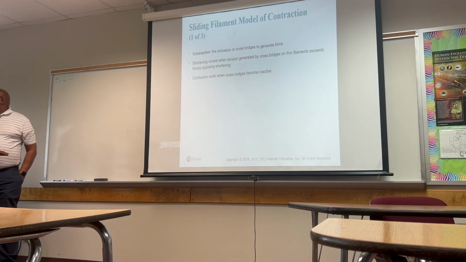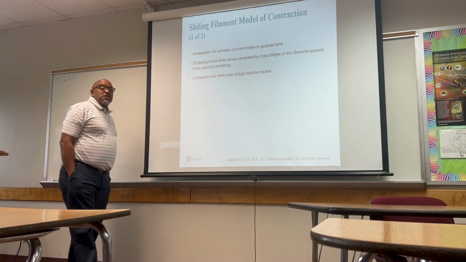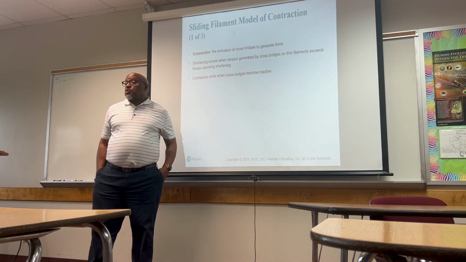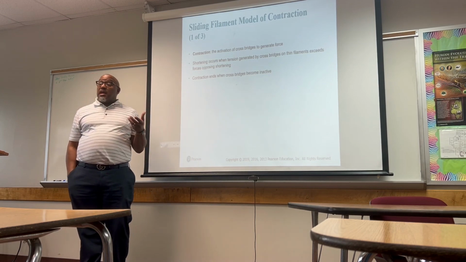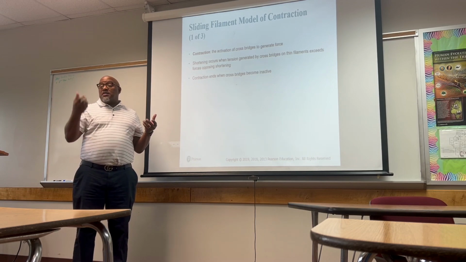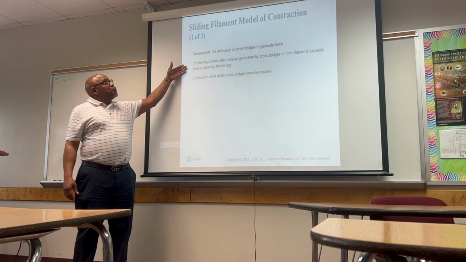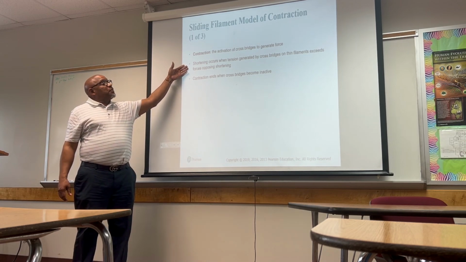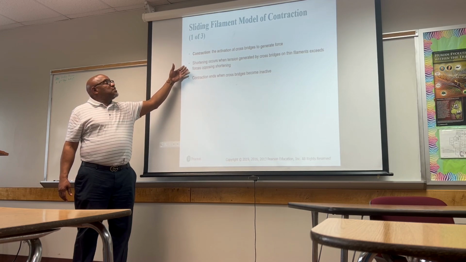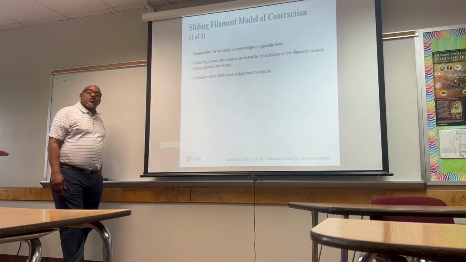All right, so contraction is the activation of the cross bridges to perform and generate force. The only time a cross bridge occurs is when actin and myosin can connect. Remember, we mentioned that. We'll see cross bridge later. But whenever actin and myosin connect, the red and the blue filament, when they touch, that's a cross bridge. Shortening occurs when the tension generated by the cross bridges on the thin filaments exceeds the forces opposing shortening. Contraction ends when cross bridges become inactive.